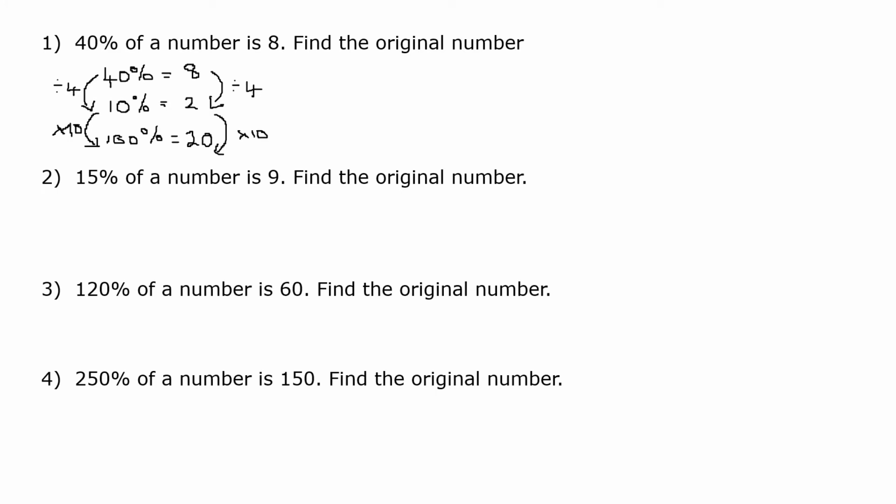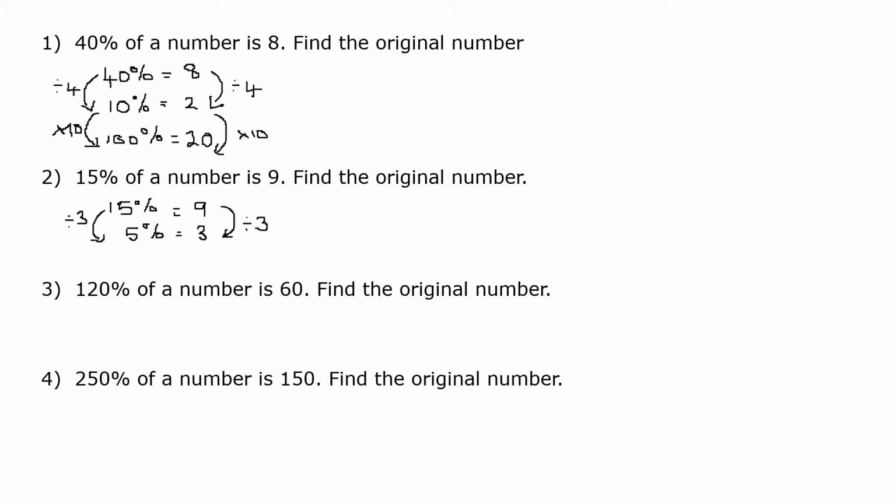Question 2. 15% of a number is 9. Find the original number. I haven't got a multiple of 10 here, but I have got a multiple of 5. So I'm going to find 5%. So 15% is equal to 9. I want to get to 5%. 15 divided by 3 will give me 5. And then let's do the same on the right hand side. Divide by 3.